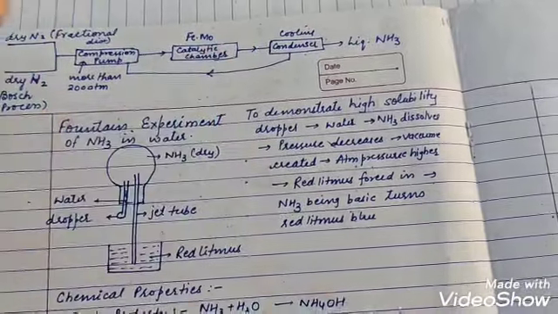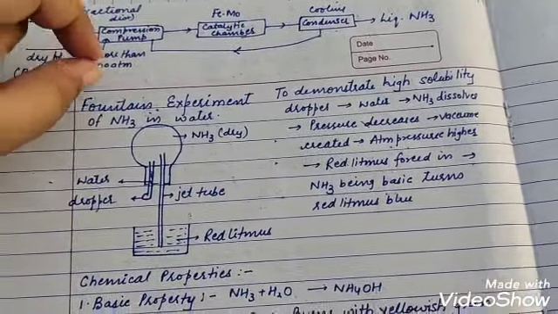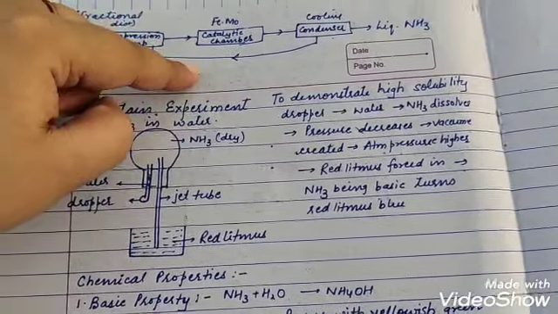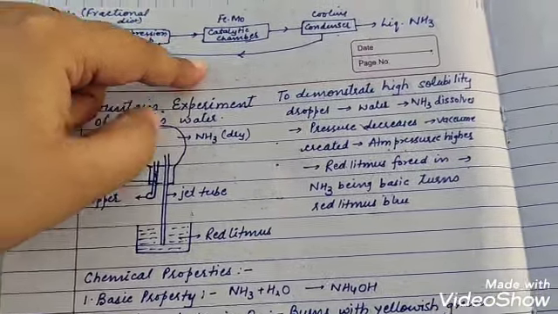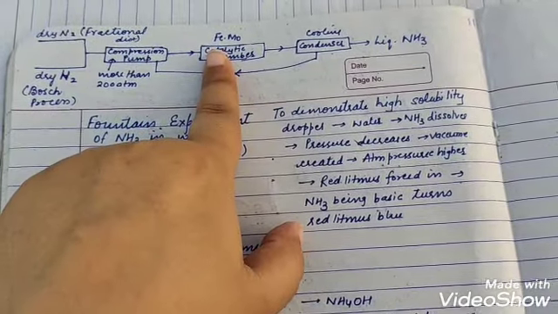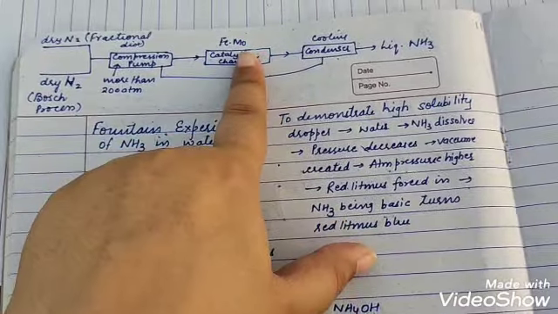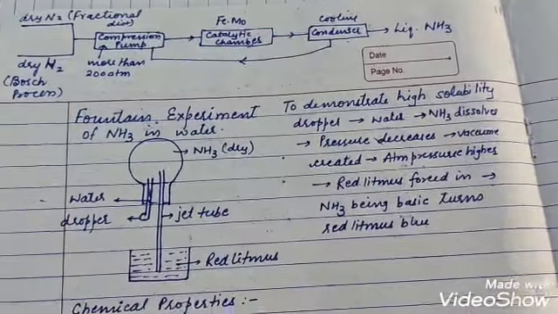compressor pump. What are the conditions? The favorable conditions for this are a pressure of 200 atmospheres and a temperature of 450 to 500. Iron, finely divided iron. What is the use of it? It is acting as a catalyst. What is the use of molybdenum? That is acting as a promoter.